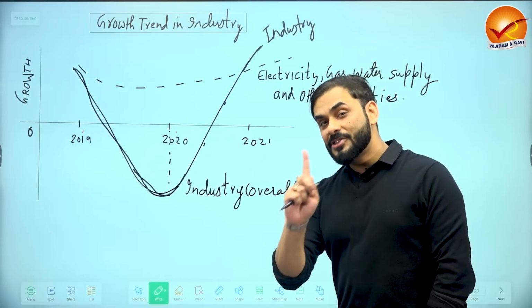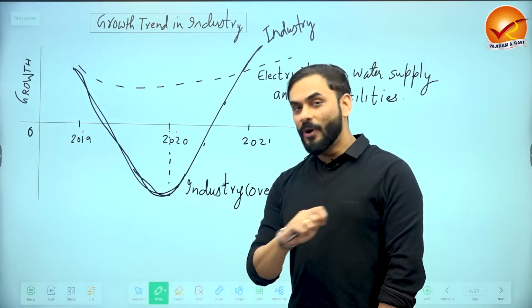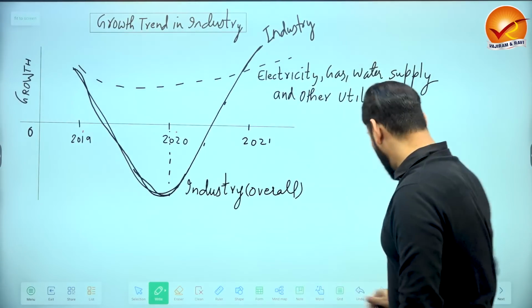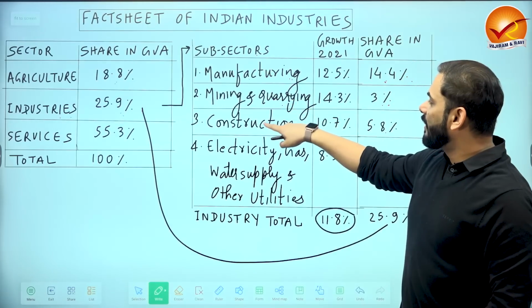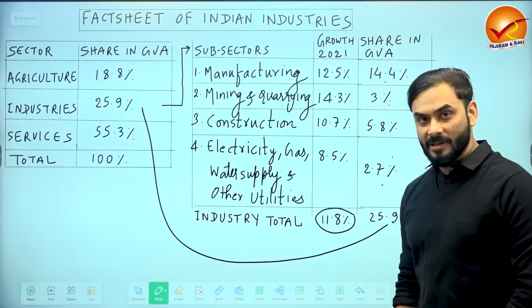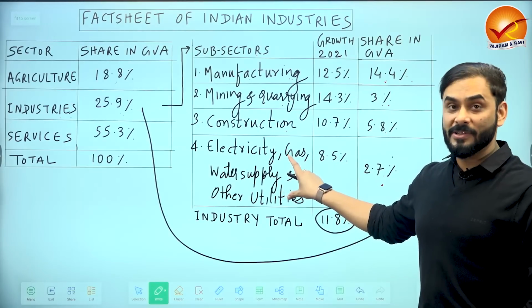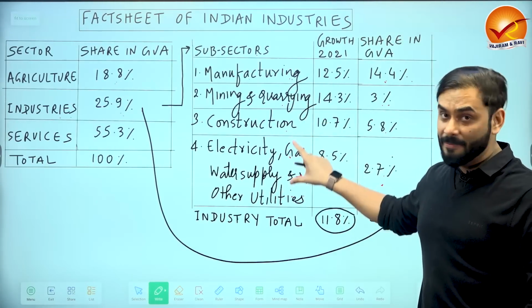But there is one subsector of industry where you would not find negative rate of growth due to COVID. Which was that subsector? See, what are the different subsectors of industries? Manufacturing, mining and quarrying, construction, electricity, gas and water supply, etc. During COVID, this particular subsector of industry did not become negative. Rest were affected, but this was not.